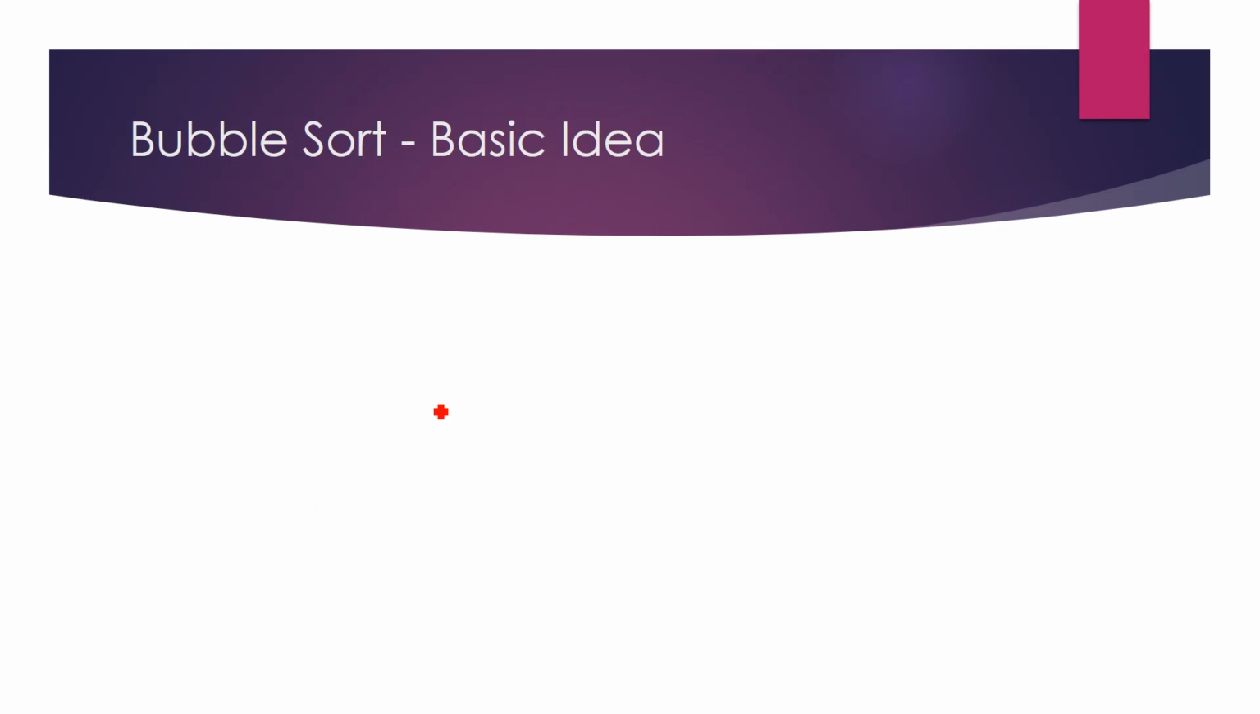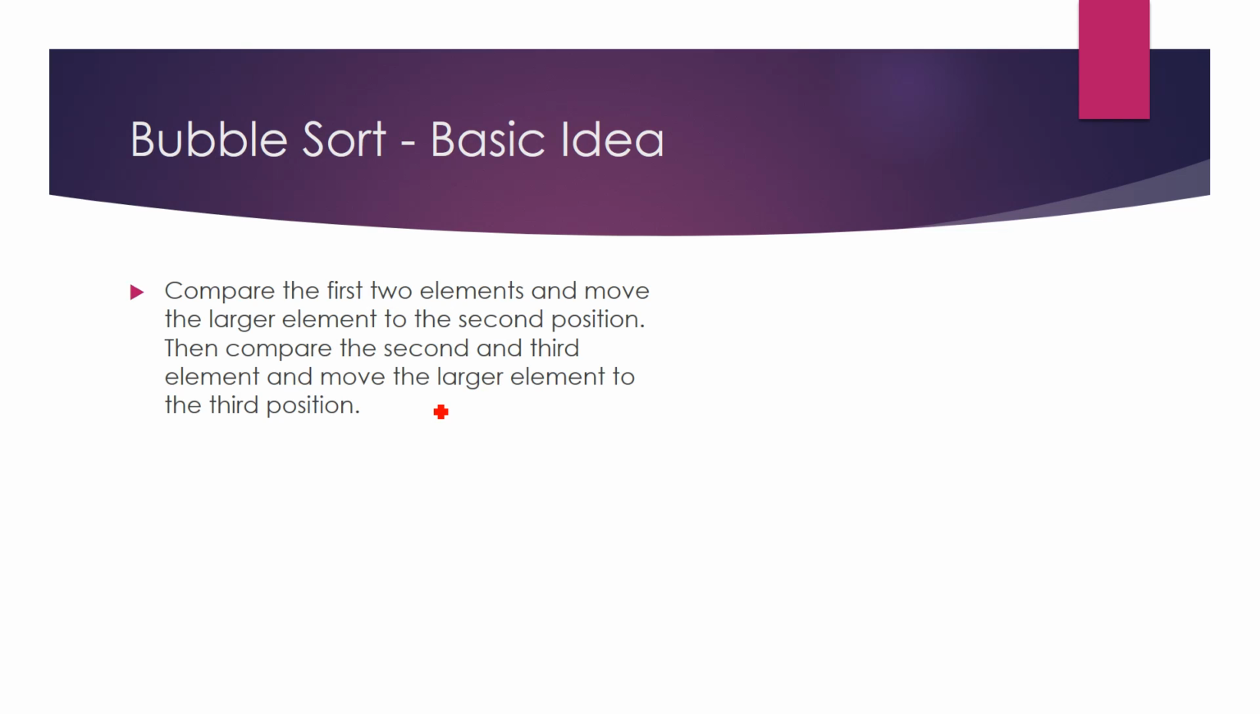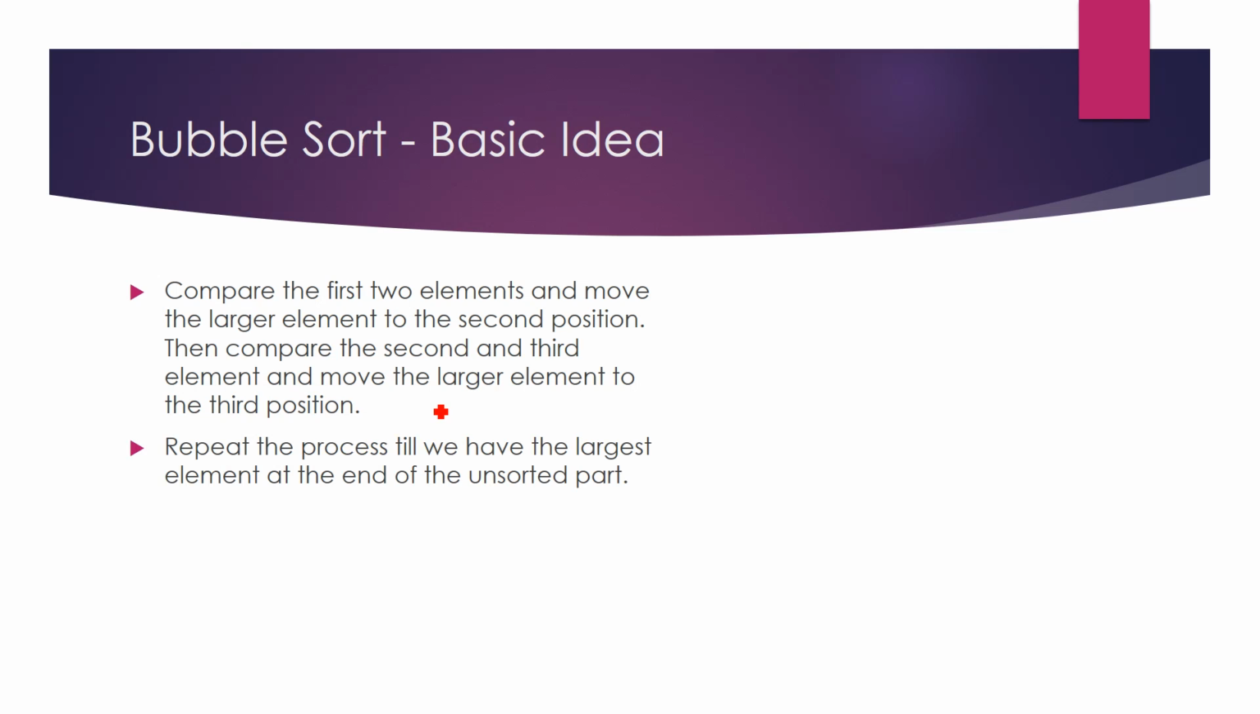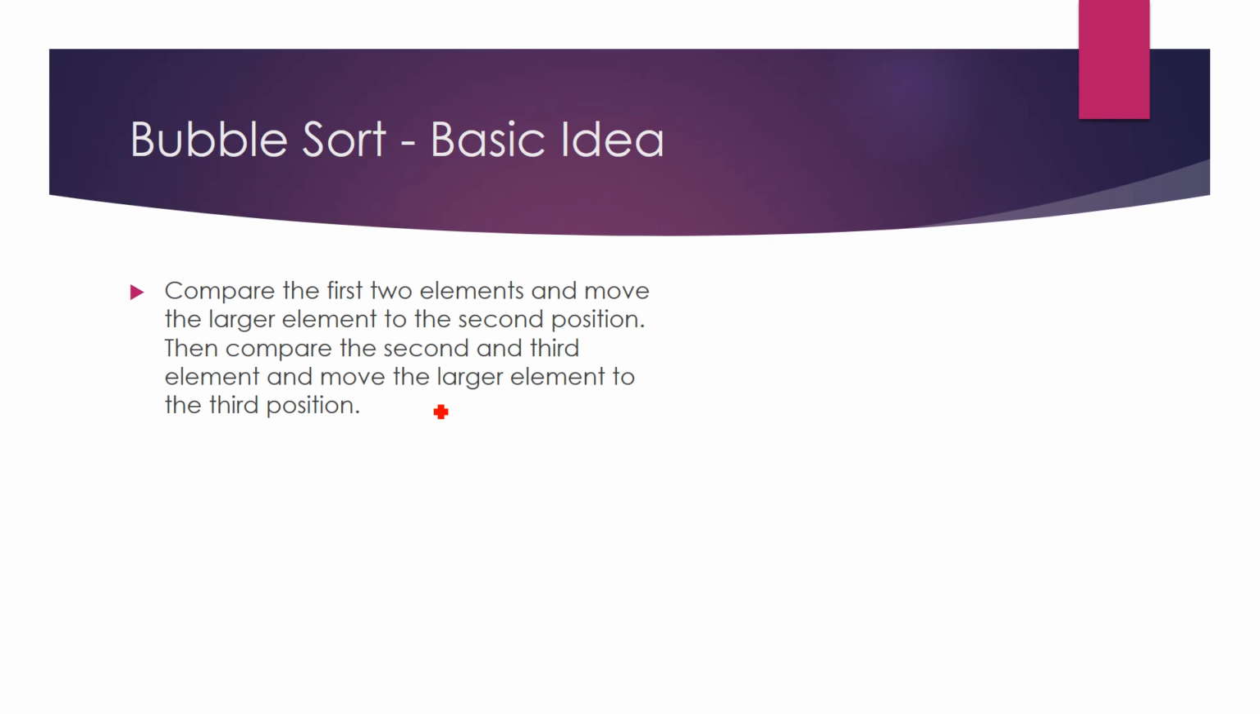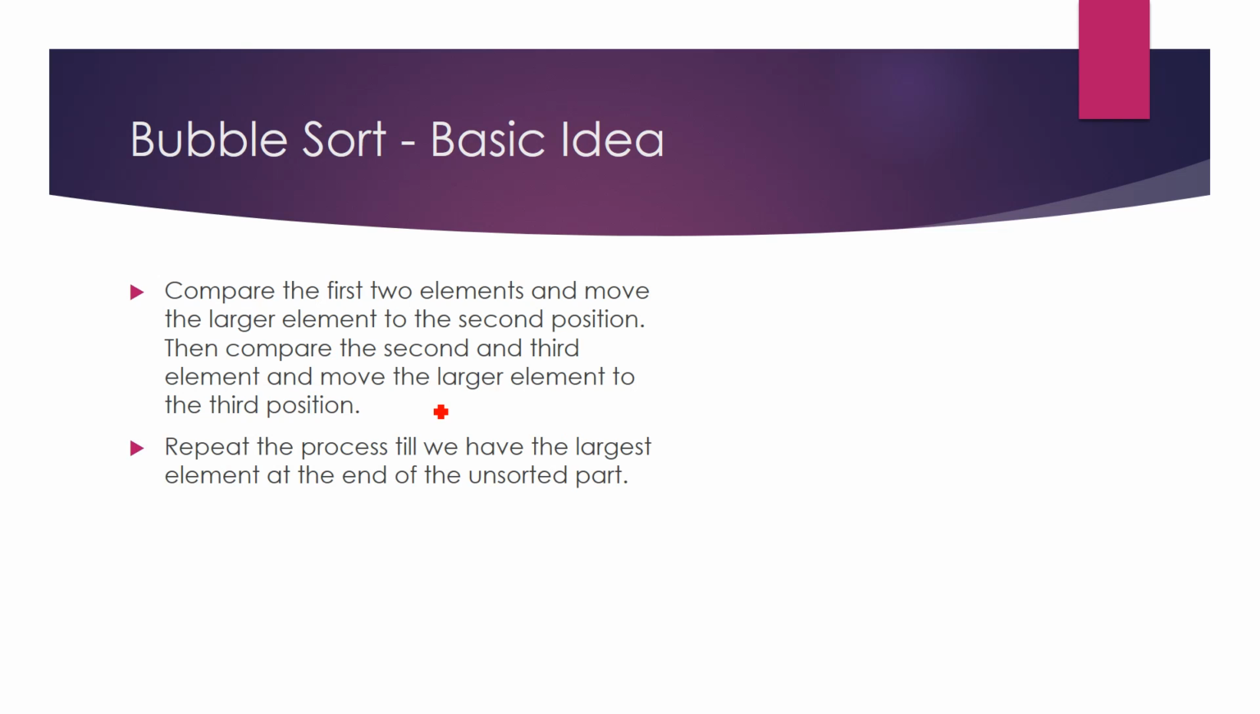So alright, let's move ahead and see the basic strategy of bubble sort. I think we already partly discussed it, but just to reiterate it in steps pretty clearly. The first step is to take the first two elements of the given array and move the larger element to the second position. We do a simple comparison and swap those elements so that the larger element is in the second position. Then we compare the second and third elements and move the larger element to the third position.